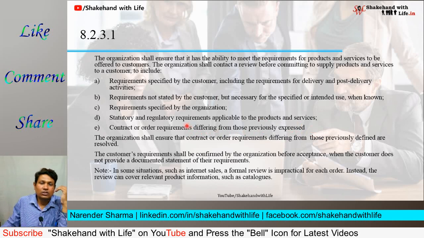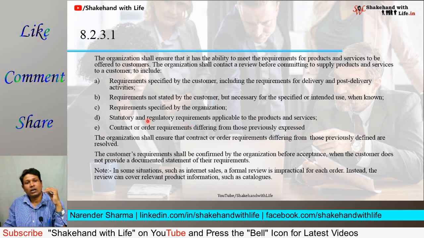And in this clause, the organization reconsiders the contract. If there are some changes in the contract, then it has to review these changes, whether the organization is capable of addressing these changes or fulfilling them according to customer requirements. The organization shall ensure that contract or order requirements differing from those previously defined are resolved. These changes must be resolved.